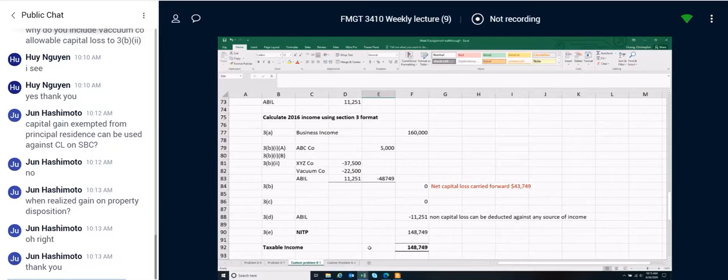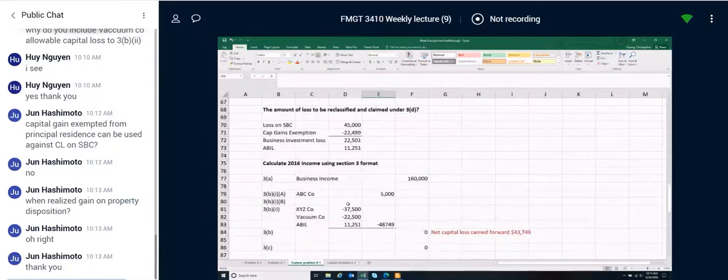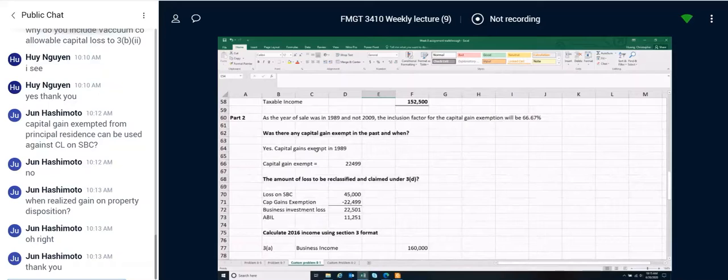Anyways, so for the next part on changing the year, the difference now is your inclusion rates are different, right? Remember we talked about those historical capital gains rates in the past. Because this is now in 1989 versus 2009, your capital gain exemption rate is different. So in 1989, the inclusion factor was 66.67%.